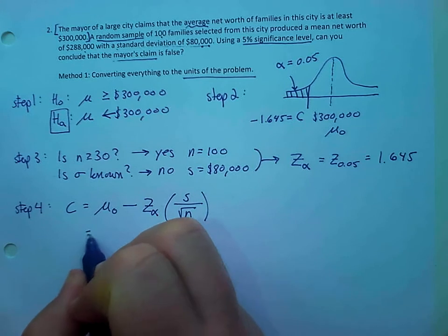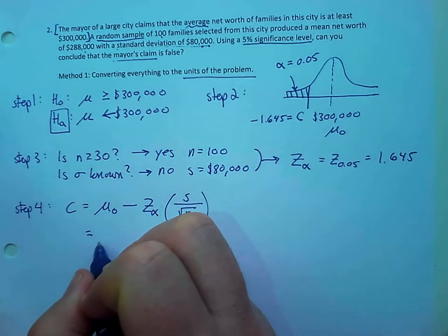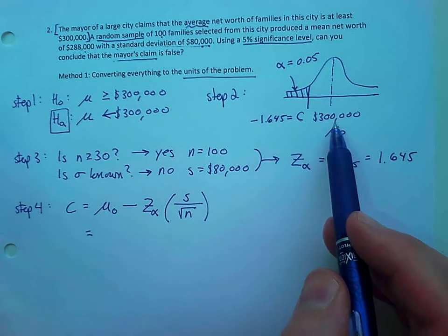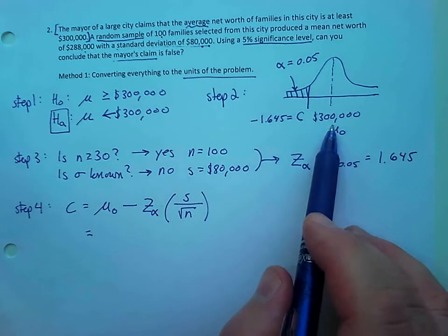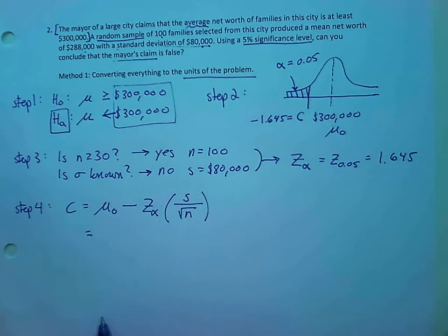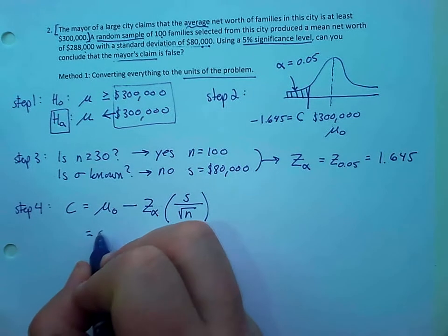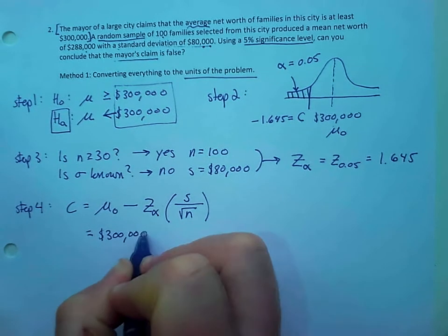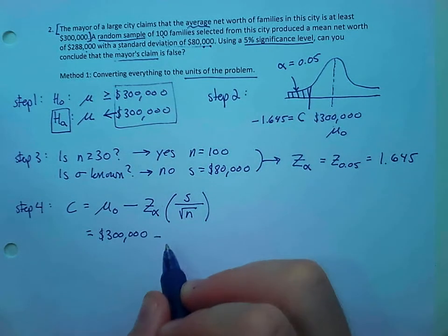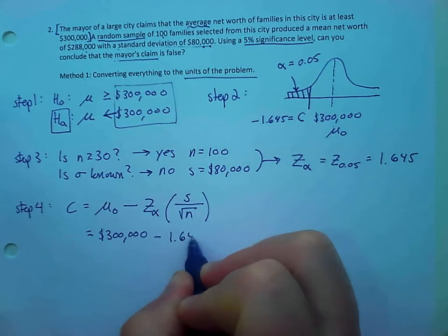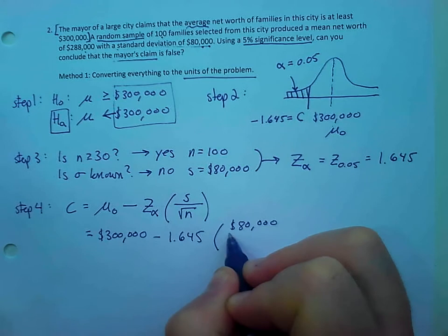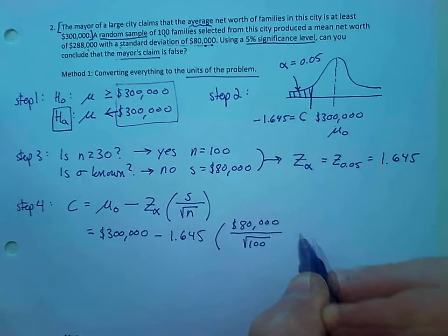So let's plug values into this formula. What is mu naught? Mu naught is our hypothesized value. It's a value that we're going to center our distribution on, which is coming from our hypotheses. That's why both those values must always be the same in this course, because these are the types of problems that we do. So therefore here we're going to have $300,000 minus our z value, 1.645, times s, which we already said was $80,000, divided by the square root of n, and we said that little n was 100.